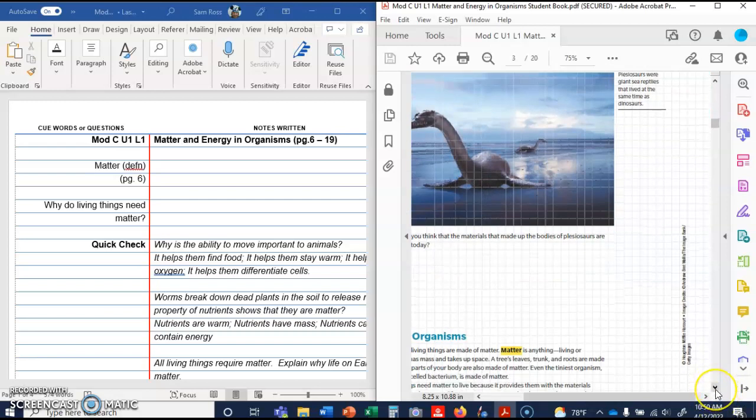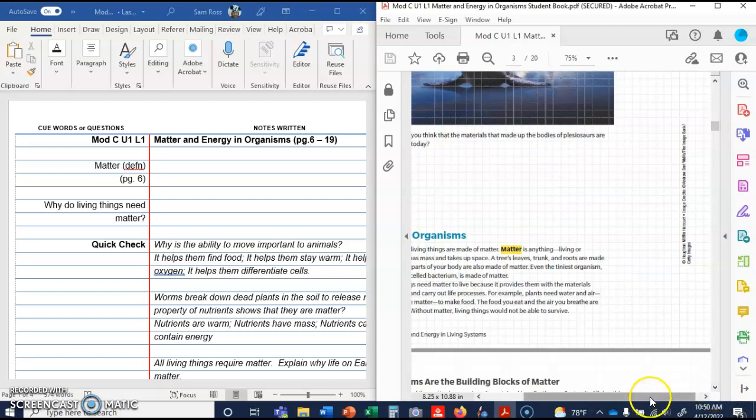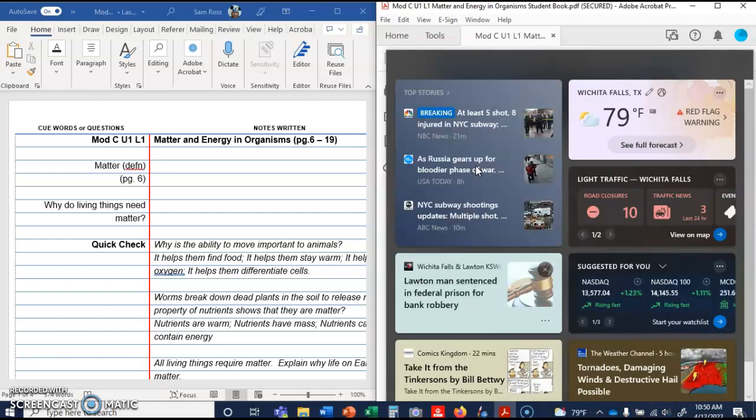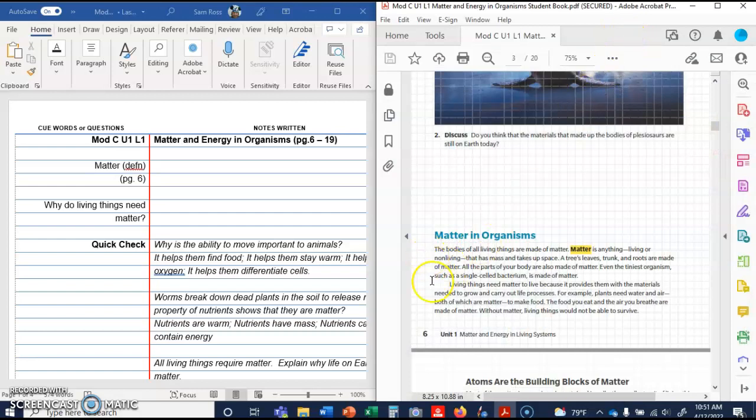Okay, so this is page 6, and here's the definition of matter: anything living or non-living that has mass and takes up space. You'll write that here. Why do living things need matter? Living things need matter to live because it provides them with materials needed to grow and carry out life processes. You'll want to write that there.